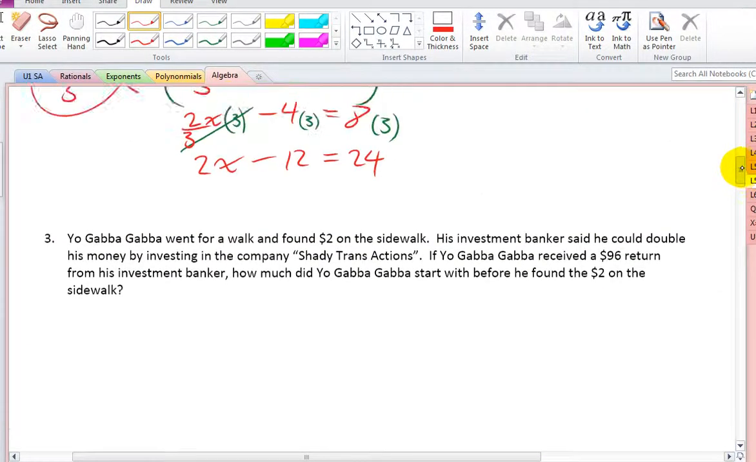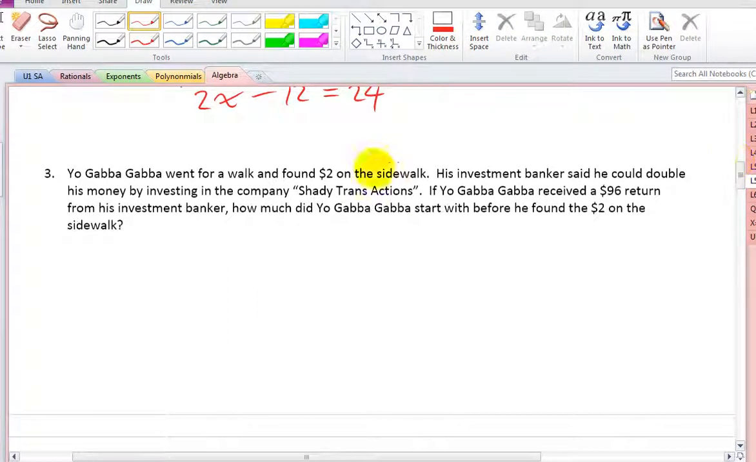Okay, next one. Yo Gabba Gabba. He went for a walk, found $2. Okay, so his investment banker said he could double his money. How much does Yo Gabba Gabba have at the start?